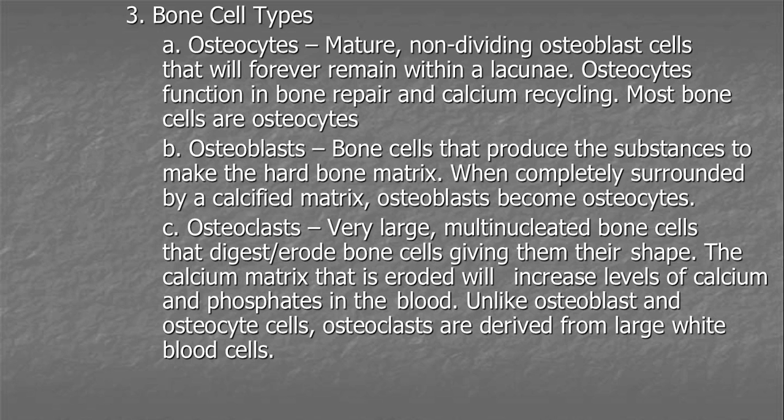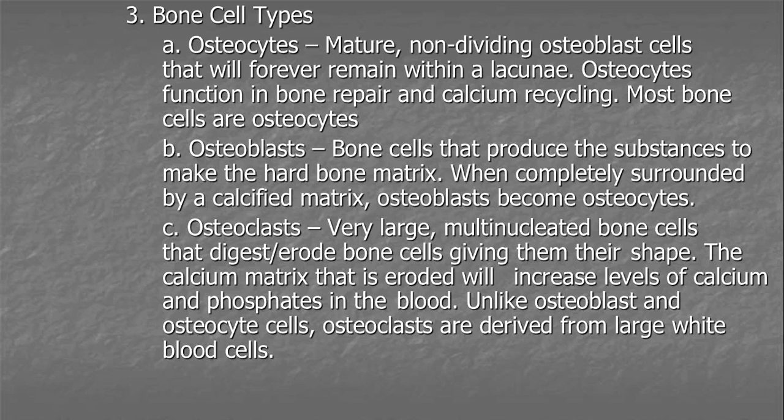The second kind are called osteoclasts. Osteoclasts are the ones that actually do the dissolving of bone. They are extremely large, multinucleated bone cells, and what they do is they digest or scrape away or erode the bone, and that gives bone its shape. The calcium matrix that eroded away increases the level of calcium and phosphates in the blood, so they dissolve bone and put calcium and phosphate into the blood, and that can be traveled and used in other places.